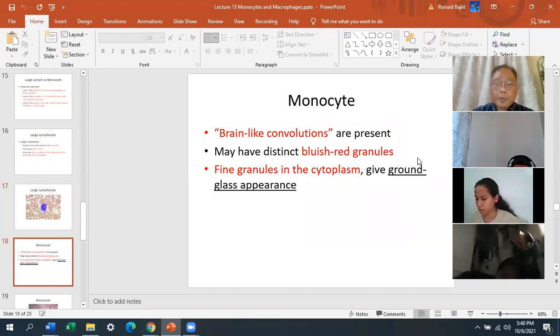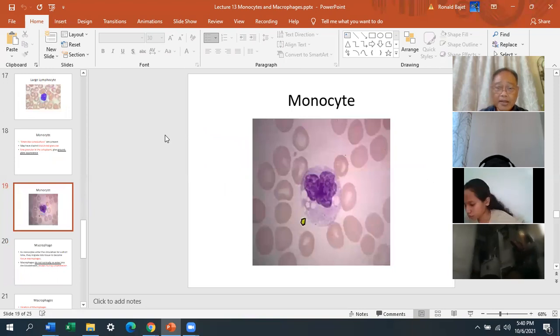Monocyte, brain-like convolutions of the chromatin pattern, may have distinct bluish red granules. I talked about that. And fine granules in the cytoplasm give a ground glass appearance. So that's a description of a monocyte. Monocyte, obviously, see the grayish, the dull gray color, but even more so, look at the vacuoles there, and look at the convolution, how the nucleus is convoluted.